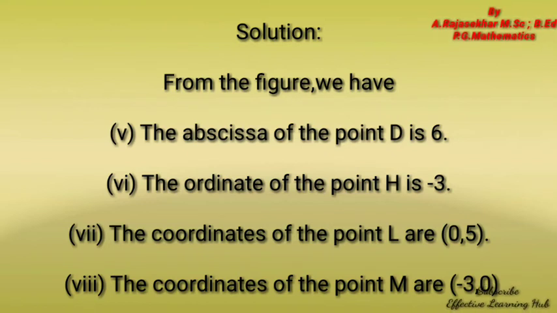Okay. Abscissa of point D is 6. Ordinate of point H is -3. Abscissa is the x-axis, ordinate is the y-axis. Next, the coordinates of L are (0, 5). Next, the coordinates of M are (-3, 0).